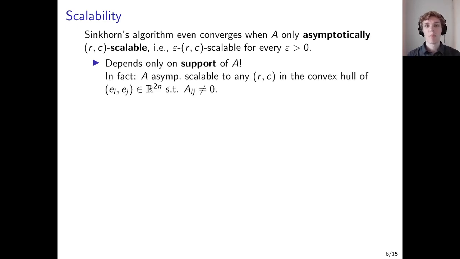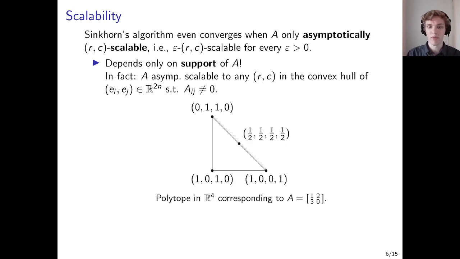It actually only depends on the support of A. This is very nice because the support of A is usually easier to describe. And in fact, A is asymptotically scalable to any R, C in the convex hull of the vectors e_i, e_j, such that A_ij is not equal to 0. So for any vector in the support, I add a vertex to a polytope, and any pair R, C which is in that polytope can be scaled to.